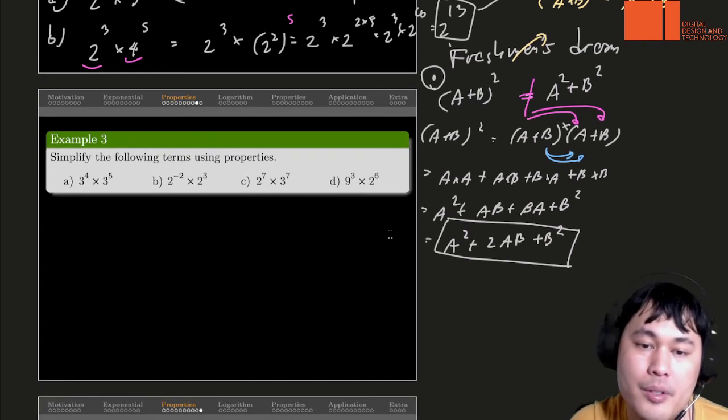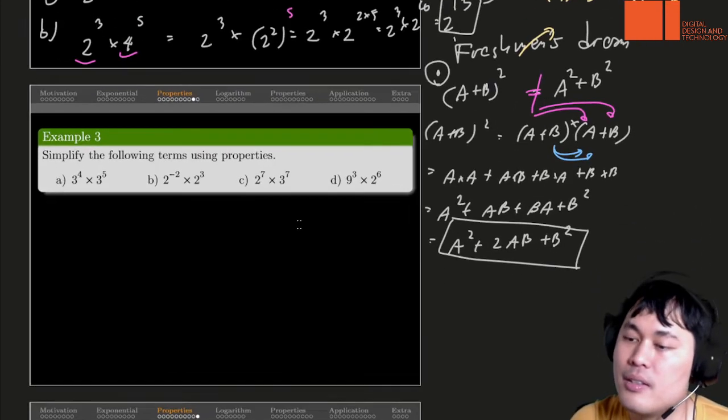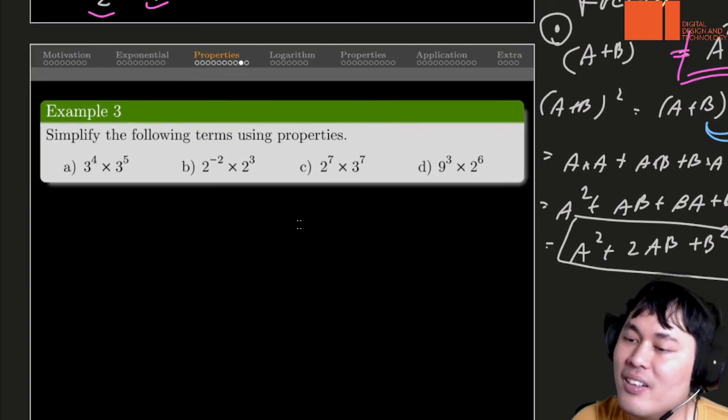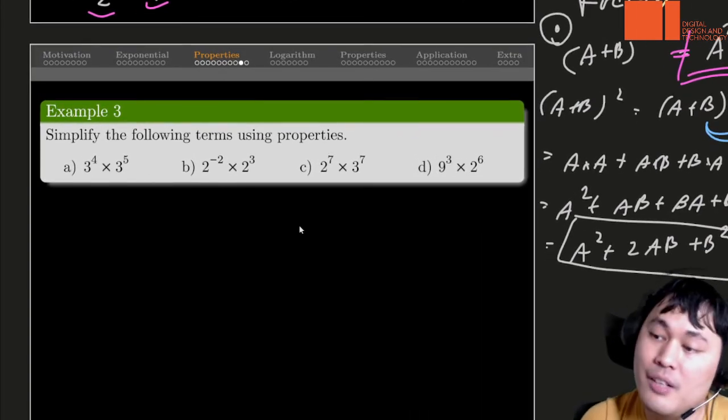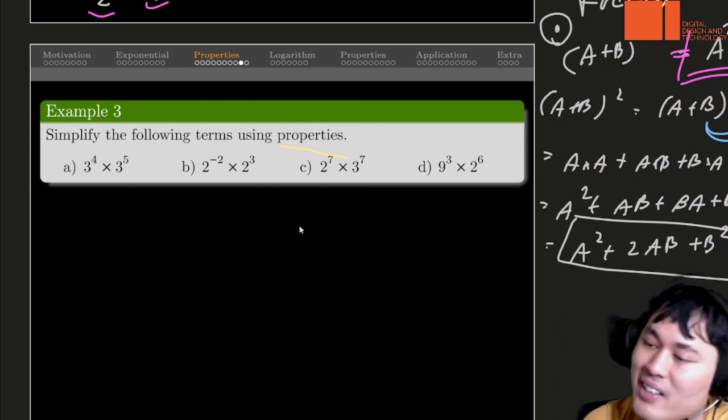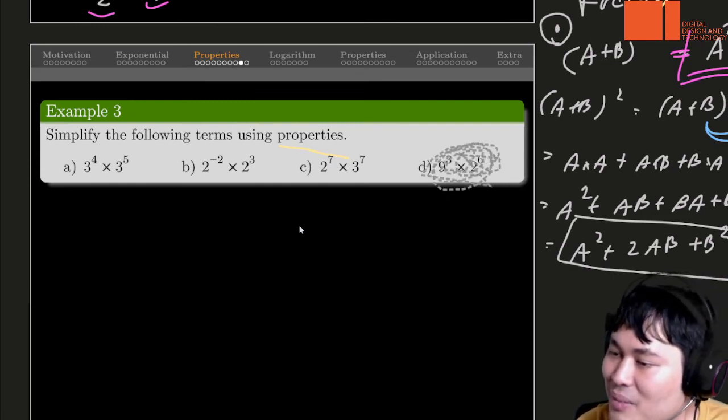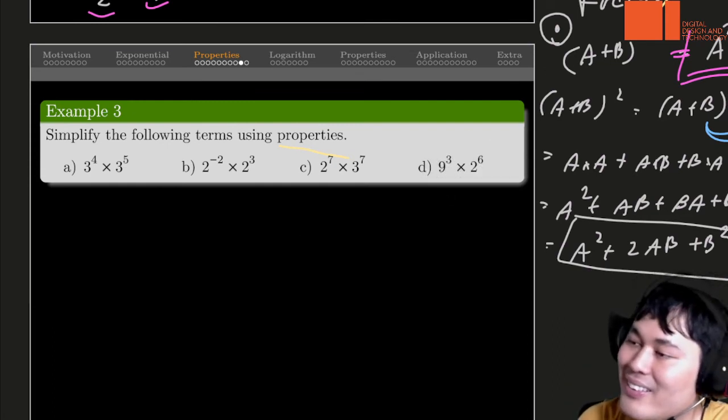Okay, let's see some examples, and you can attempt the exercise yourself. Simplify the following terms using properties. I actually think I spoiled that. Oh, yeah, let's do it.